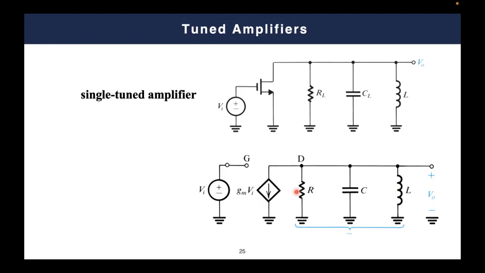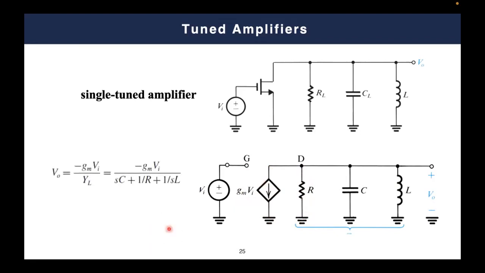The current flowing here, of course, is negative GM times V input, because GM V input is in this direction, so it will flow in this direction from down to up. That's why it's in the negative polarity of the V output. That's why we will have a negative sign, and this is, of course, a common negative sign in our common source MOSFET configuration amplifiers. So the output voltage is simply negative GM times the Z equivalent.